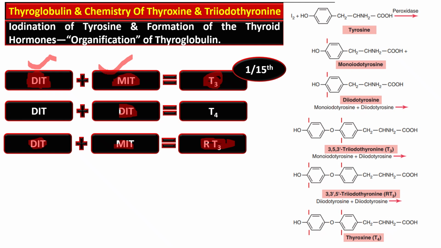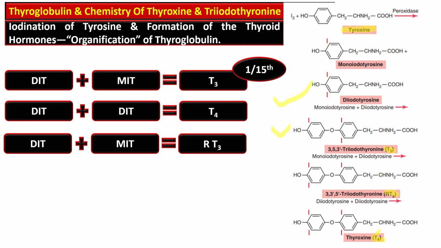T4 acts as a reservoir, being converted into T3 in the peripheral tissues like liver and kidney, and proper balance of T3 and T4 is critical for metabolic homeostasis. So this is the biochemical synthesis pathway for thyroid hormone from tyrosine, showing how iodination and coupling finally lead to the formation of T3, T4, and reverse T3, or reverse triiodothyronine.